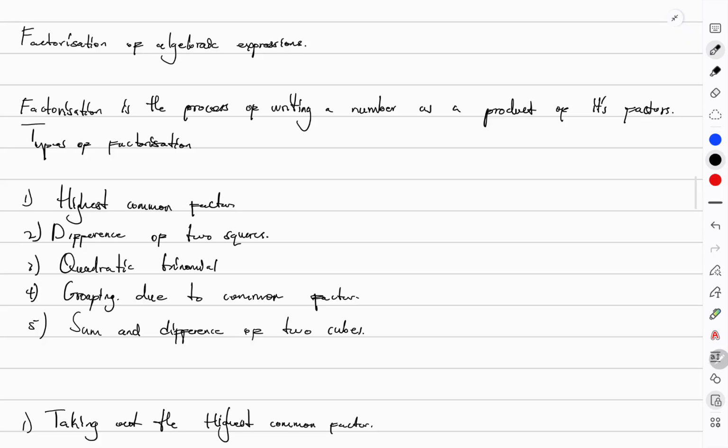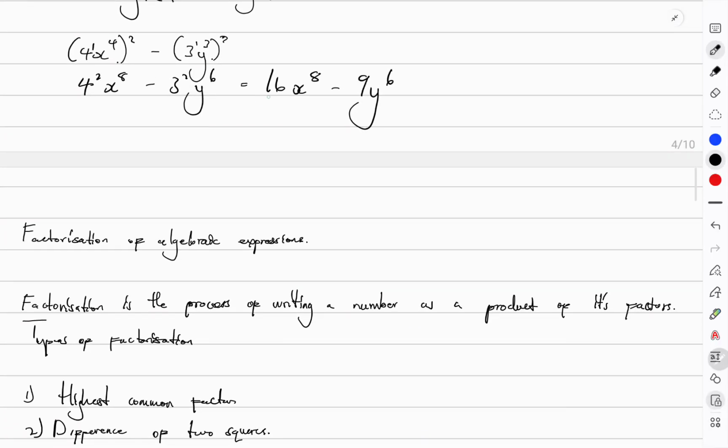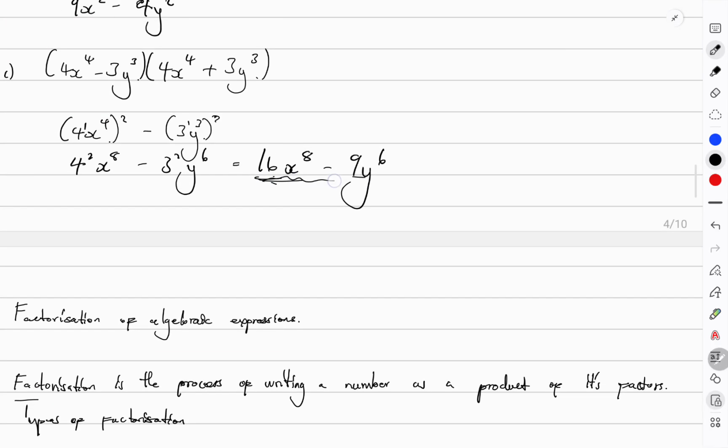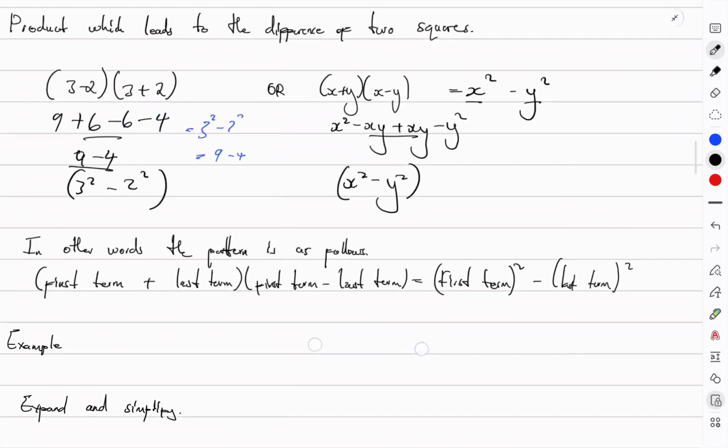Then after, we have what is known as factorization of algebraic expression. Factorization meaning you are given this part. This part, this is what we're given. Can you take it back here? Right. So factorization, we are going to do the opposite of what we were doing here.